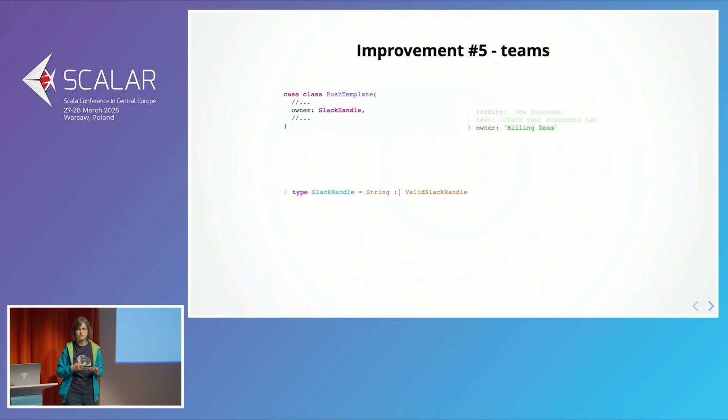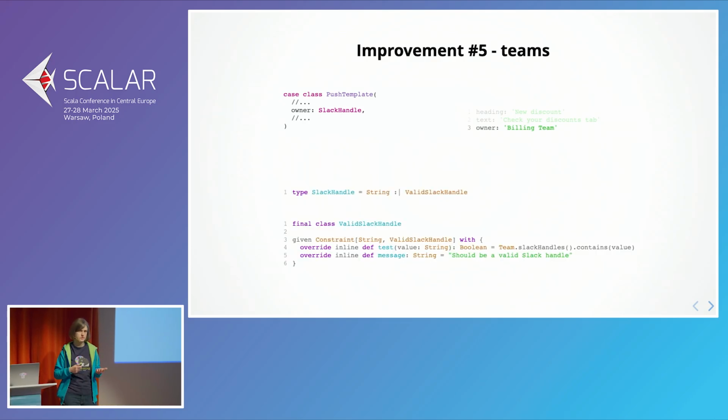So again, we implemented it in a similar way. So we have our own type and we define our own constraint. And here it's very similar. So we have the test method, we have the message method, and the test method contains some kind of a list which it checks again against whether it's a correct Slack team or not. And again, this wouldn't validate because it's not a Slack handle, and we're good.